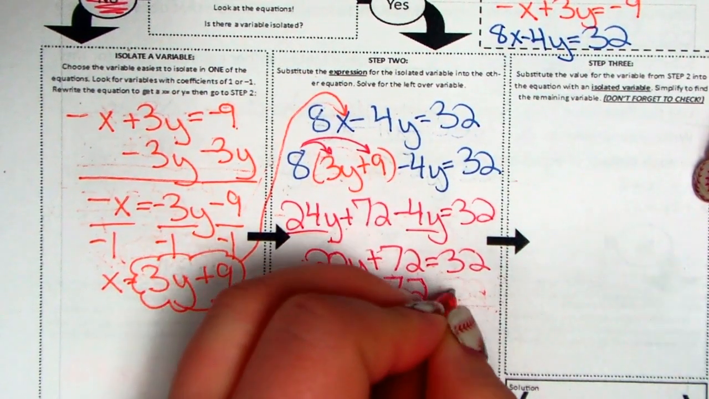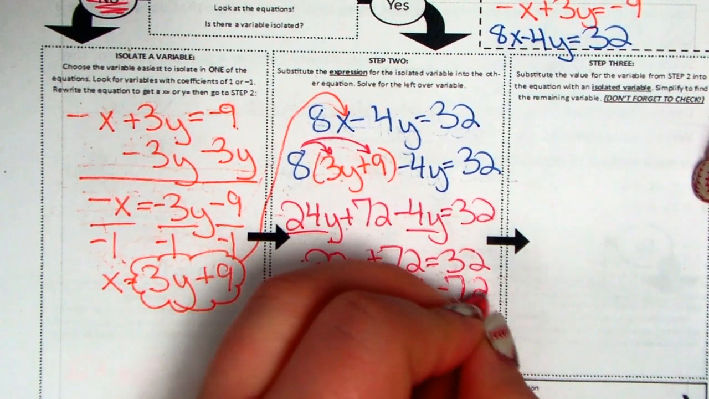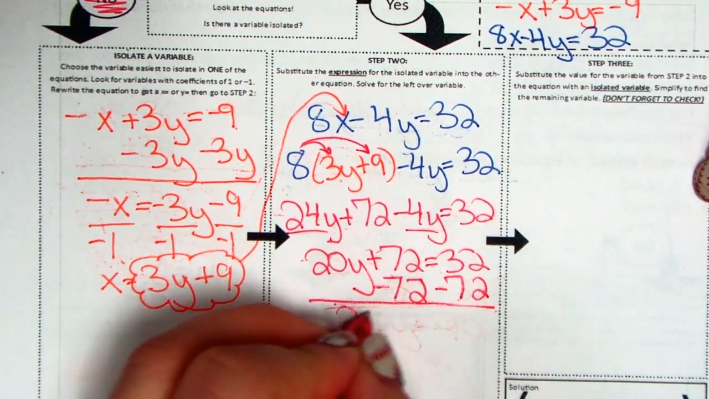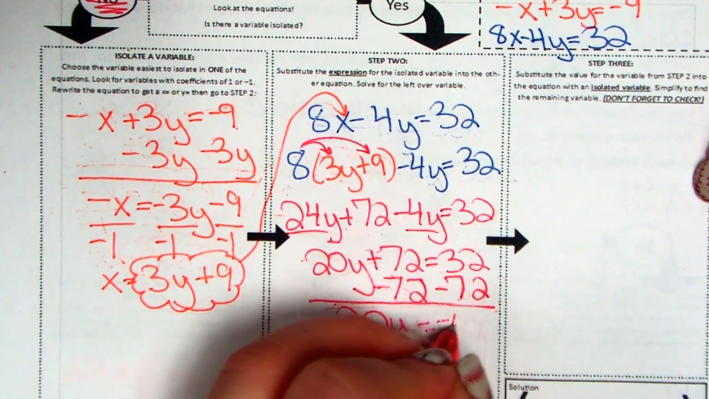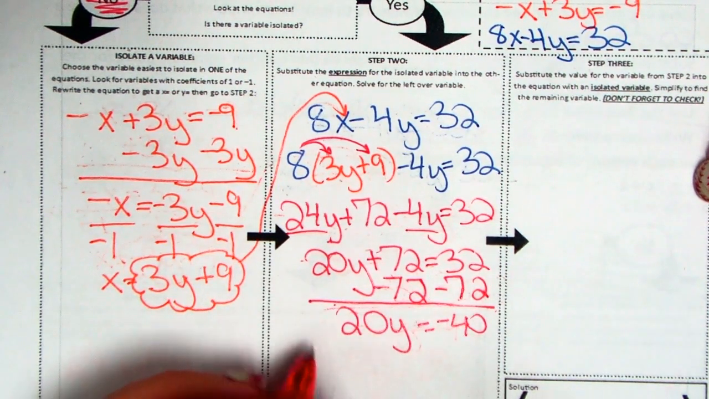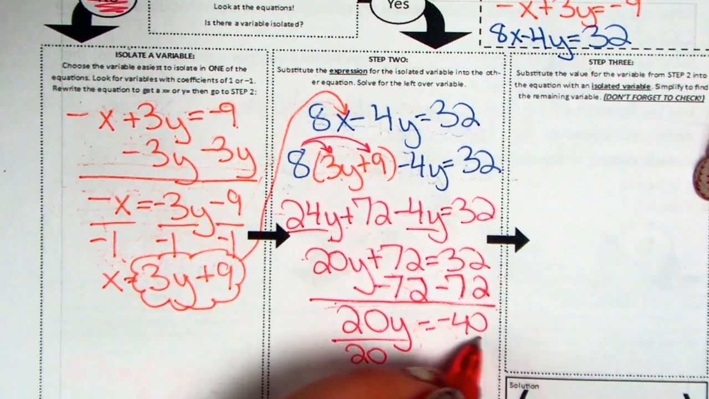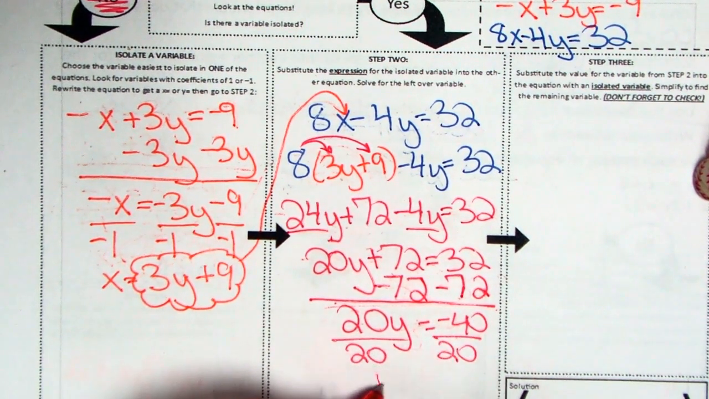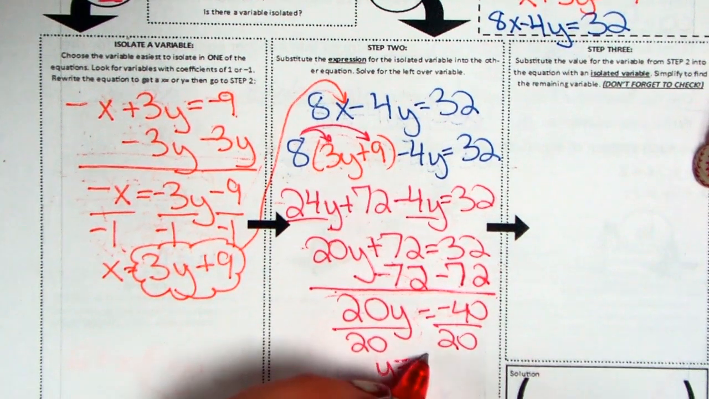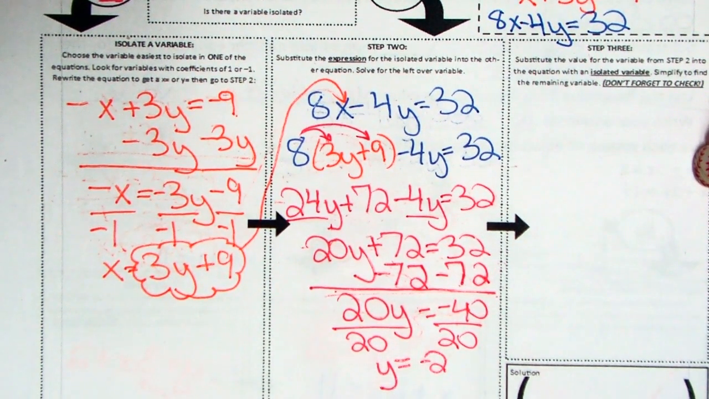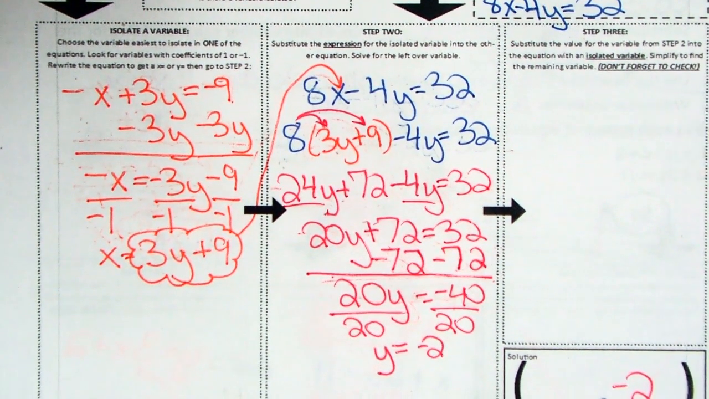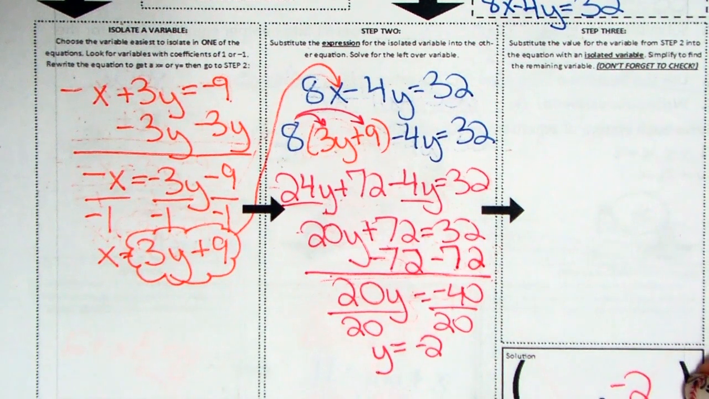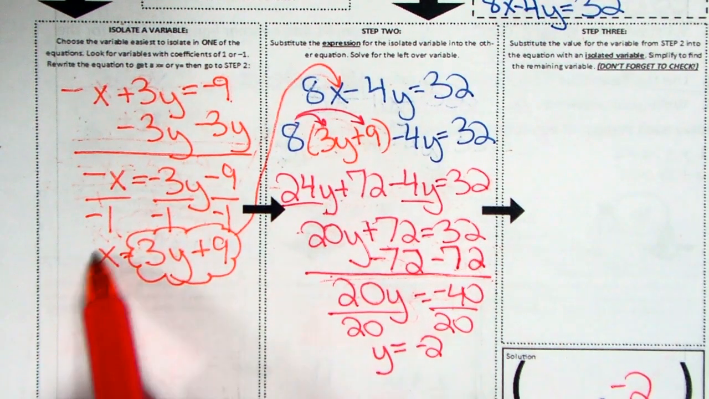Subtract 72 from both sides, and we'll have 20y equals -40. Divide by 20, and y will equal -2. So that -2 is the y portion of our answer. And that -2 is going to go into one of our equations to solve for x.